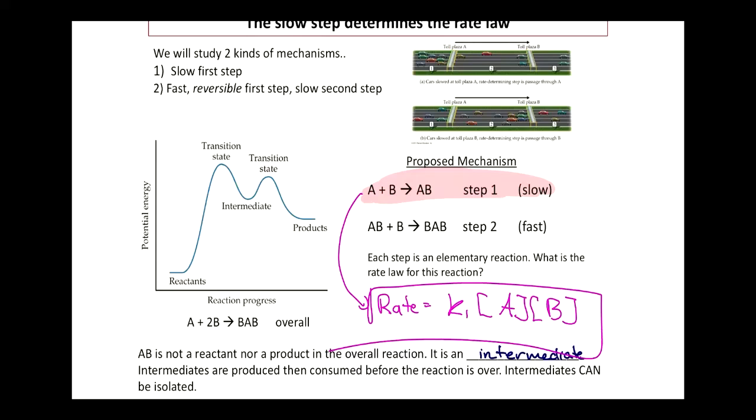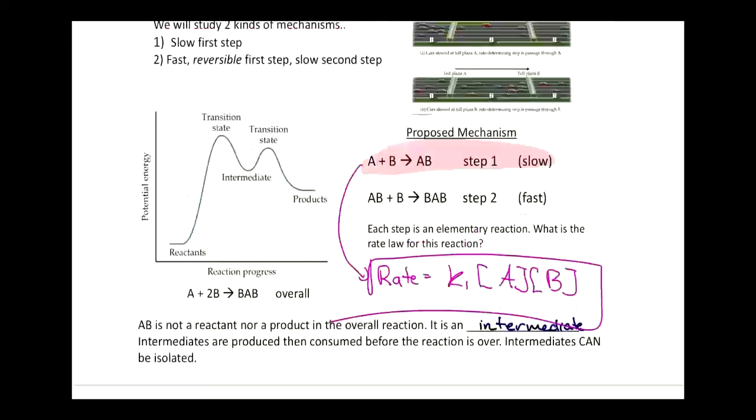So for any mechanism where the first one's the slow step, you just take the reactants and shove them into your rate law, just like that, right? And I mentioned before that AB is an intermediate and cannot show up in our rate law. That will be an issue for the next kind of mechanism. Okay, so there's our rate law when the first step is the slow step.